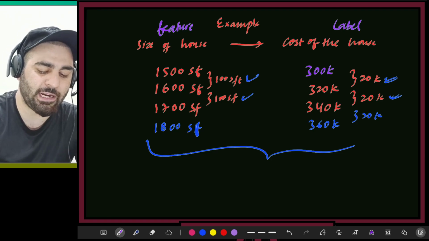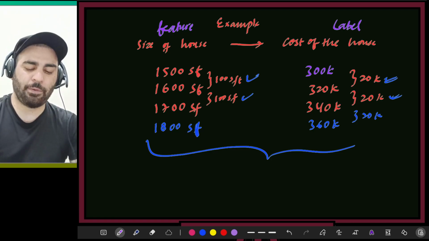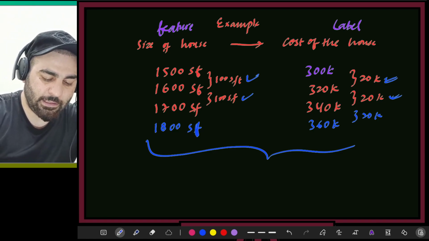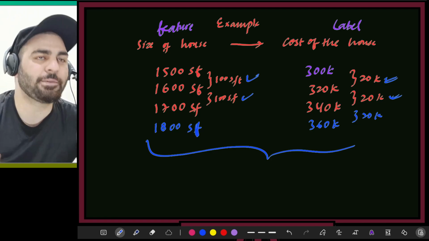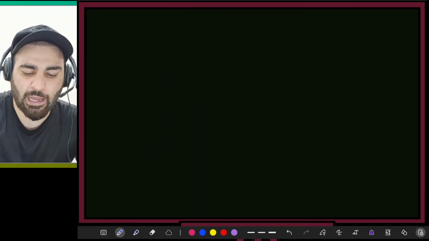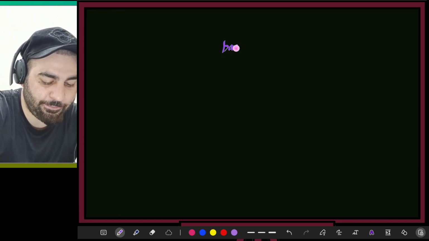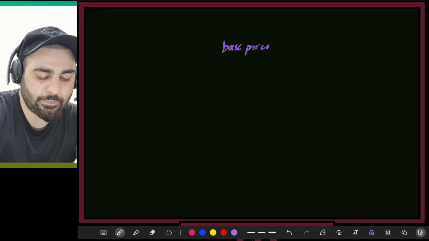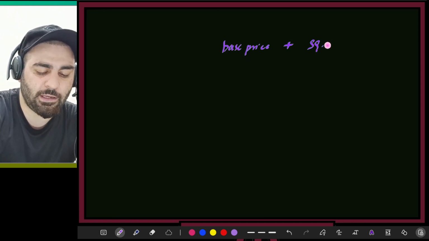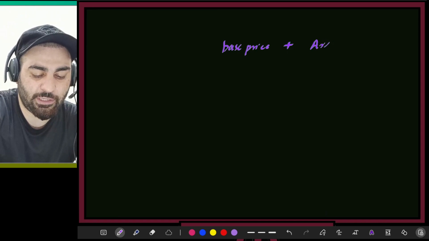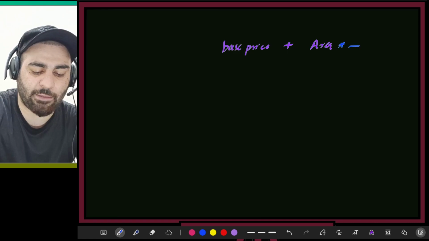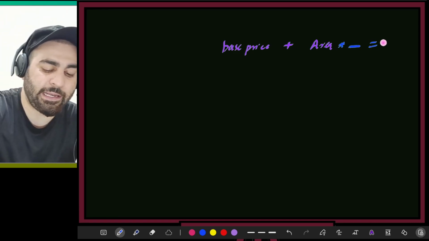So here you see that these things follow the perfect linearity property. Now you somehow have to capture this information. How can you capture this information? What you can do is, you can say that I have some base price, plus the square footage of the house, I'll say the area of the house. Then I'll multiply by some factor per unit area, and that will give you the cost of the house.